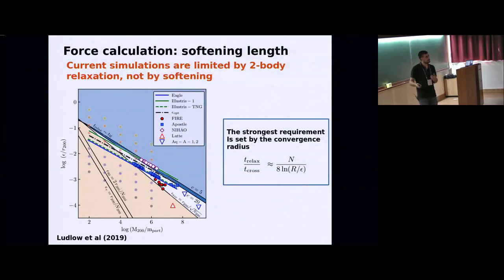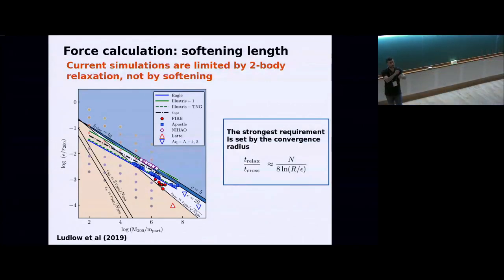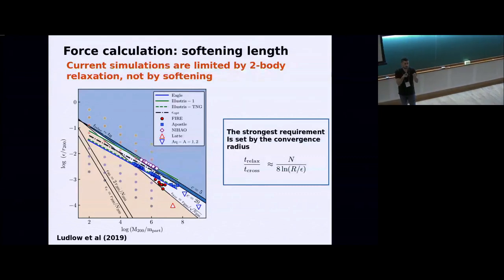But then you realize that even though the softening is a very important parameter, usually numerical simulations are not limited by the softening, but by two-body relaxation timescales. Typically in a collisional system, or when you have a finite number of particles, you will still have many two-body or scattering events. Yes, a question?